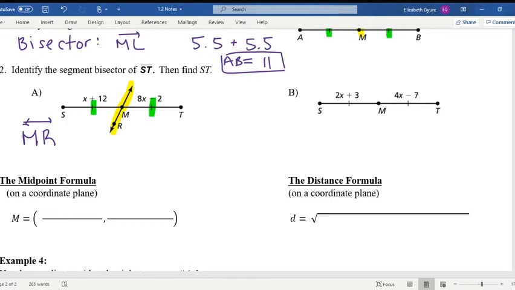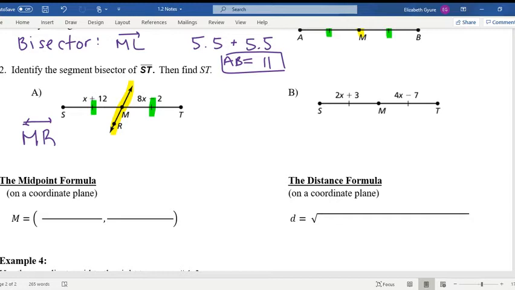Now we need to find the measure of ST, but this one's a little trickier because it doesn't actually give you any measurements. It's giving you expressions. It's telling you that segment SM has a measurement of x plus 12, and the other side has a measurement of 8x minus 2. So somehow we're going to have to figure out what x is, which means you're going to have to set up an equation. Now remember, things are congruent, which means they have the same measure, which means they're equivalent. And when things are equivalent in math, you can set them equal to each other.